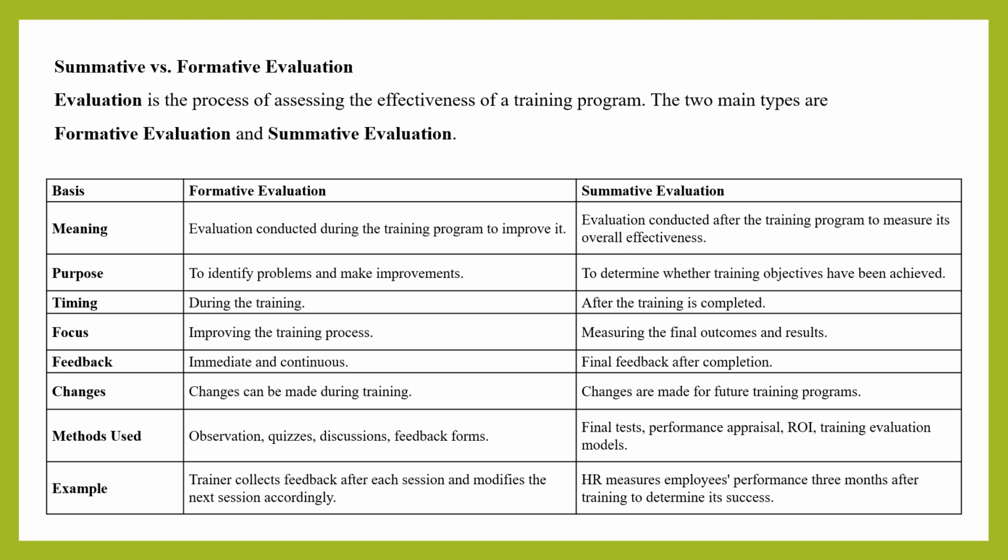The seventh one is methods used. Formative evaluation methods are observation, quizzes, discussions, and feedback forms, whereas summative evaluation is done through final tests, performance appraisal, ROI, training evaluation models, etc. So finally, students, we have to always remember that formative evaluation is conducted during training to improve the learning process, while summative evaluation is conducted after the training to measure the overall success and effectiveness of that particular training.